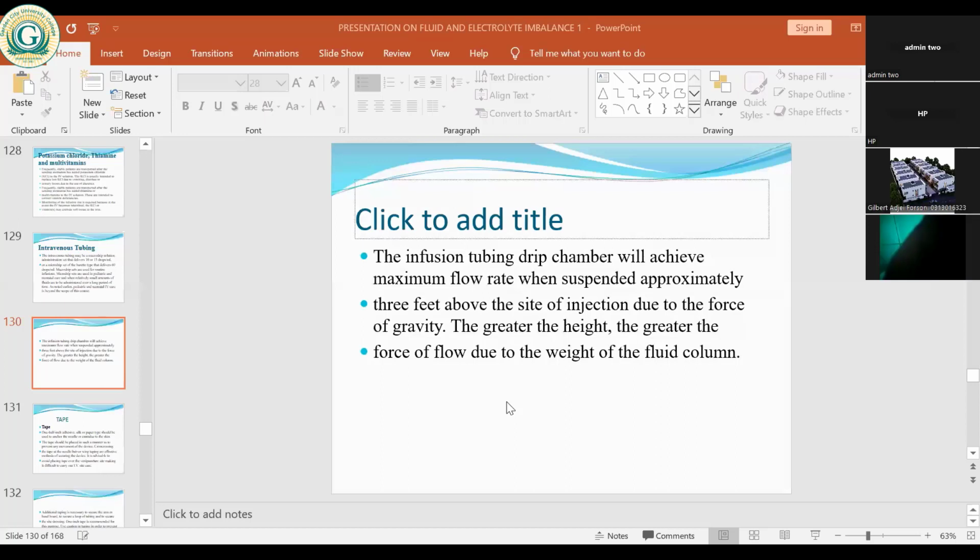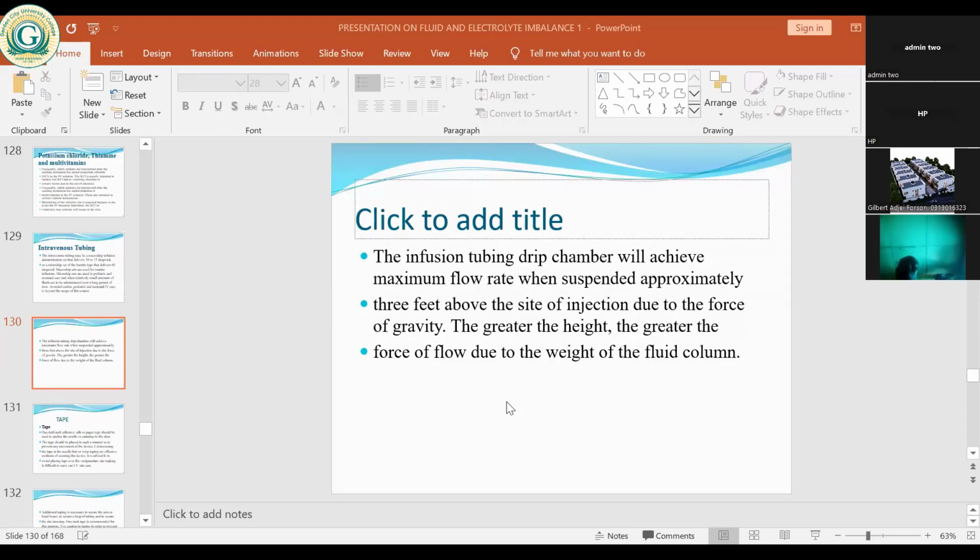The infusion tubing drip chamber will achieve maximum flow rate when suspended approximately 3 feet above the site of injection due to the force of gravity. The greater the height, the greater the force of flow due to the weight of the fluid volume. So here it's talking about when you set the line and you use the drip stand to raise the infusion bag.